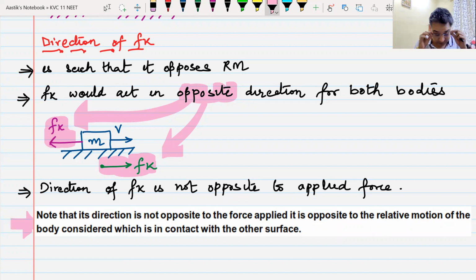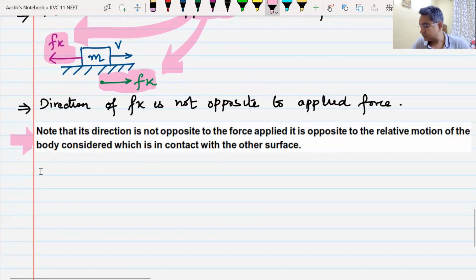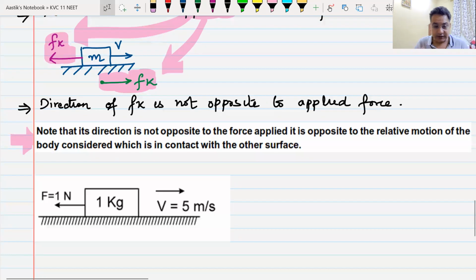The best example in this case would be this one. As you can see here, there is a body of 1 kg moving with a velocity of 5 meter per second in the right direction. A force F is applied in the left direction, or backward direction.